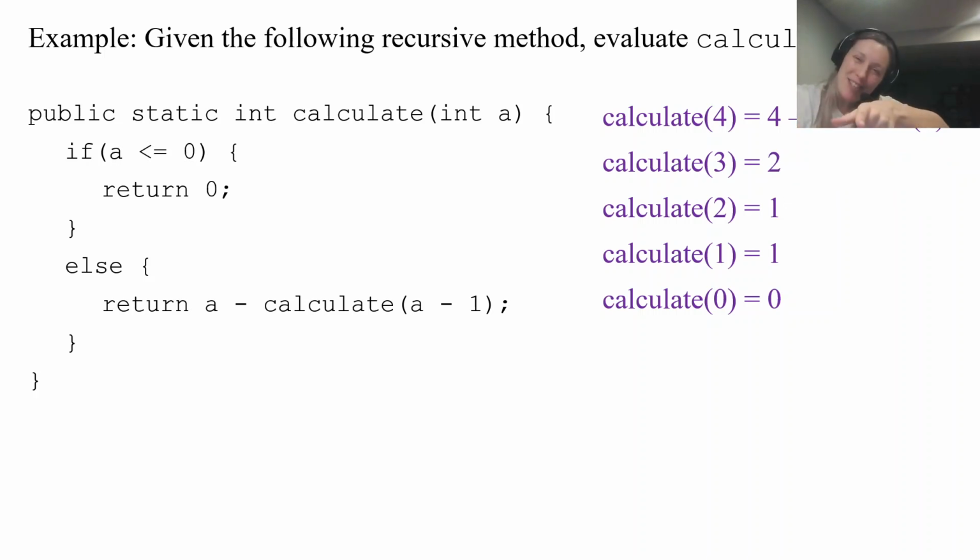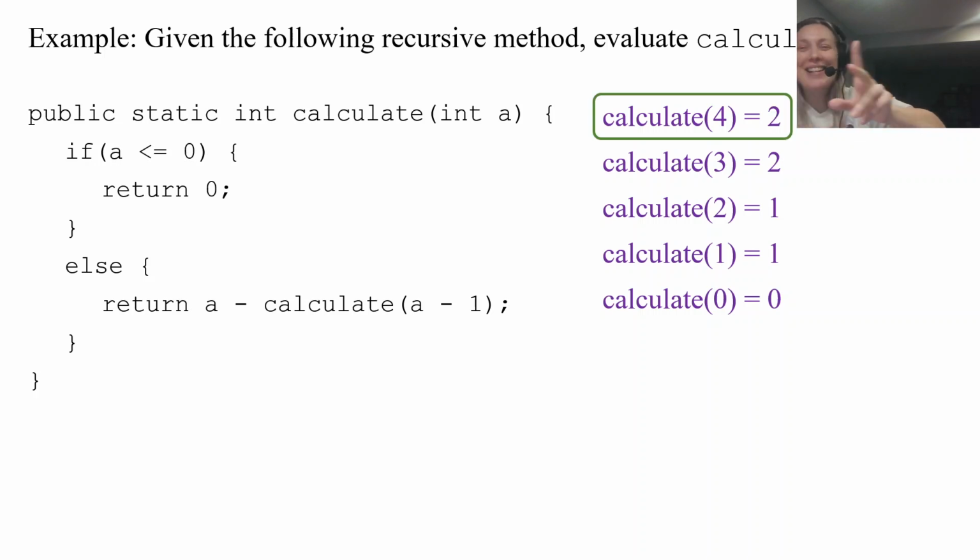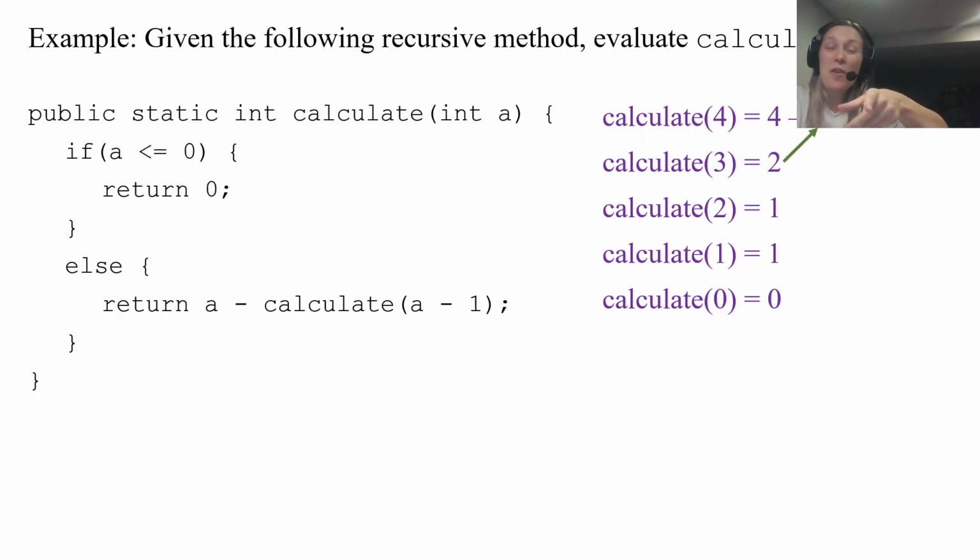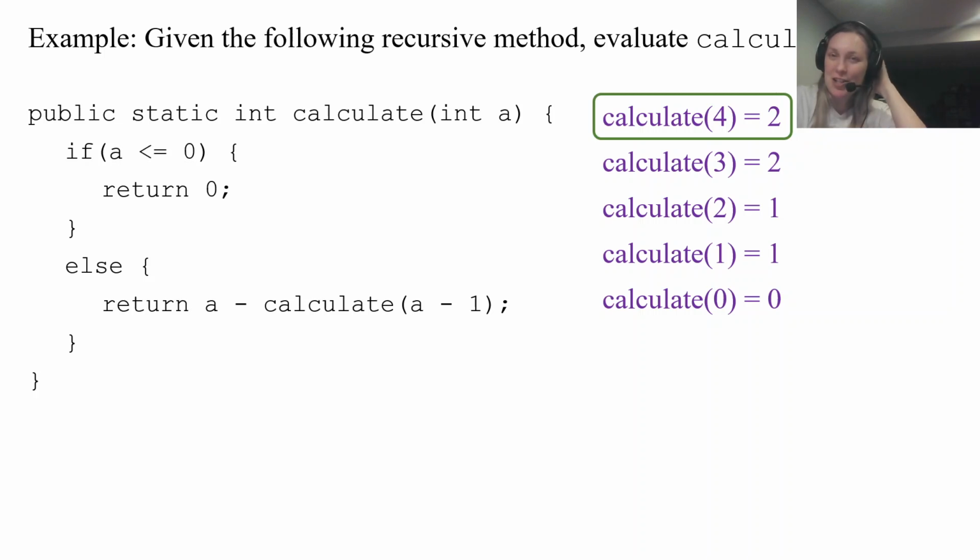3 minus 1 is 2. So calculate 3 evaluated to 2. Substitute 2 into calculate 3. And then I get 4 minus 2, which evaluates to 2. And I have my answer. Calculate 4 is equal to 2. It evaluates to 2. Okay.